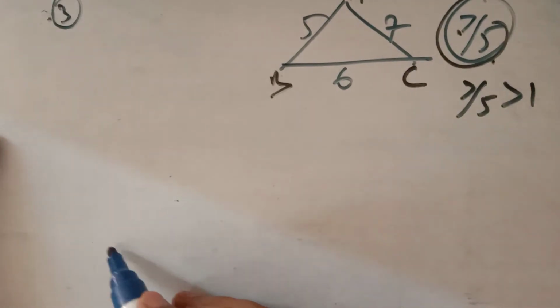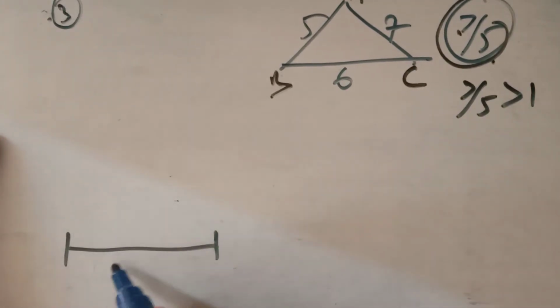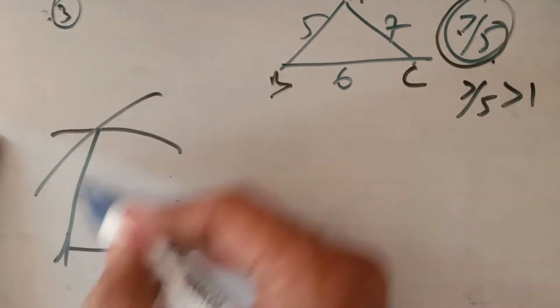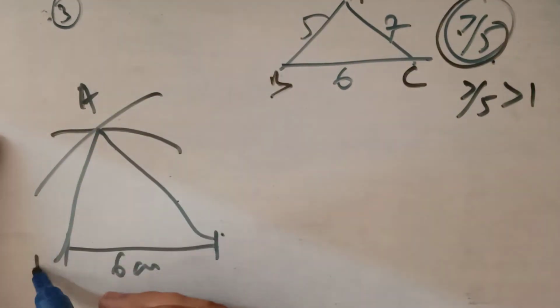Okay, so first of all you construct a triangle. This is 6 centimeter, this is 5, and this is 7. So this is the triangle. First of all you have to construct.